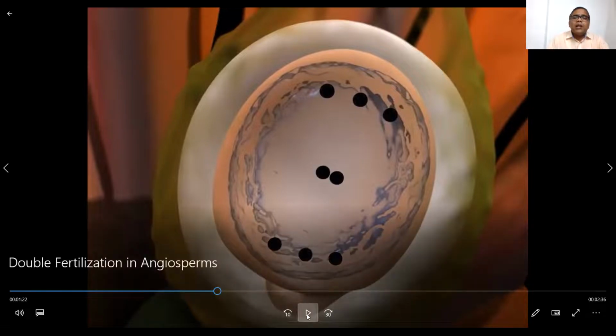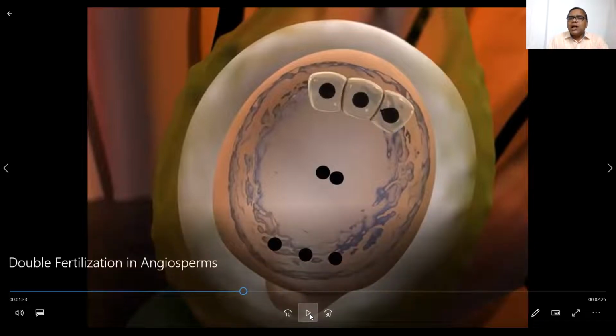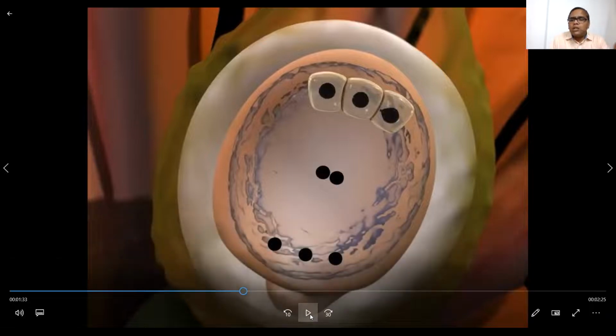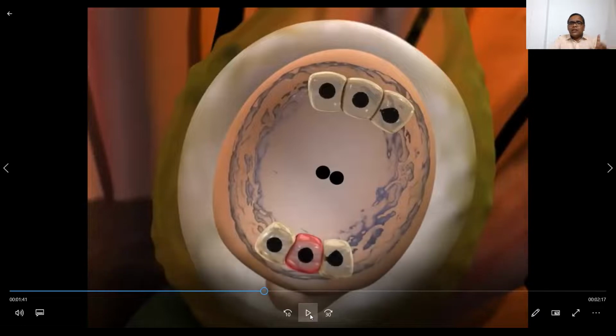Now there is formation of cytokinesis, that is resulting in formation of 3 cells at the chalazal end as antipodal cells. So these 3 white cells that you are observing, these are the 3 antipodal cells. At the opposite pole also, now you can find here the cytokinesis is taking place. It is also resulting in formation of 3 cells, but there is a difference in these 3 cells. The red color represented here is the egg cell, and 2 side cells, the lateral ones, these are the synergids. So these 3 cells taken together make the egg apparatus. This egg apparatus is having 1 egg cell and 2 synergids.